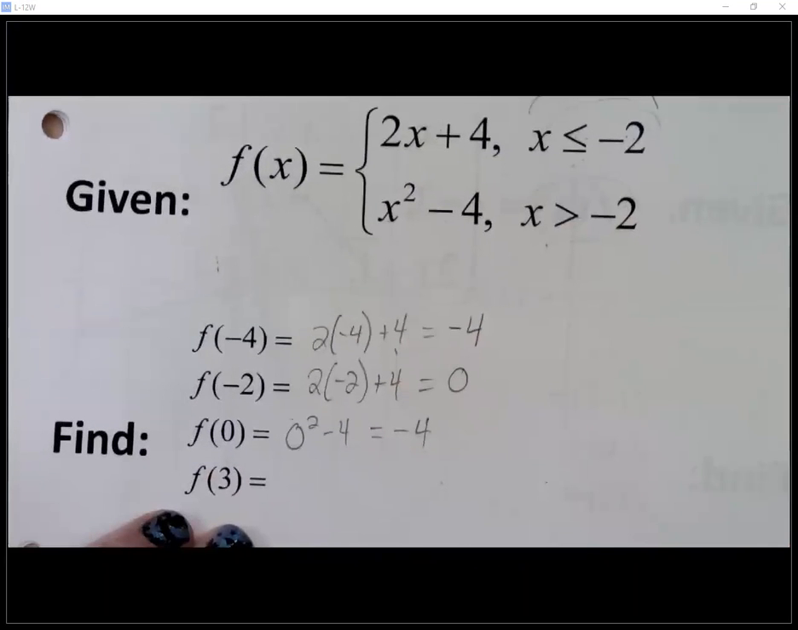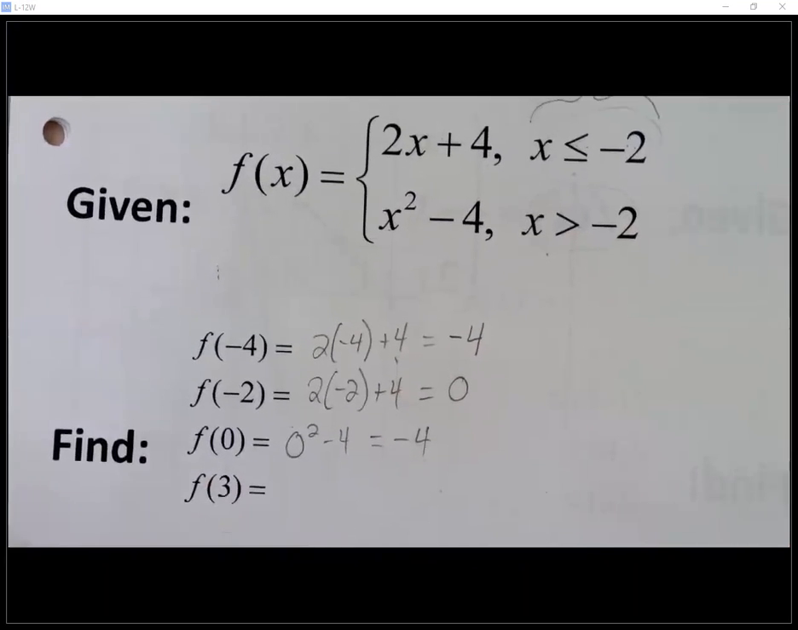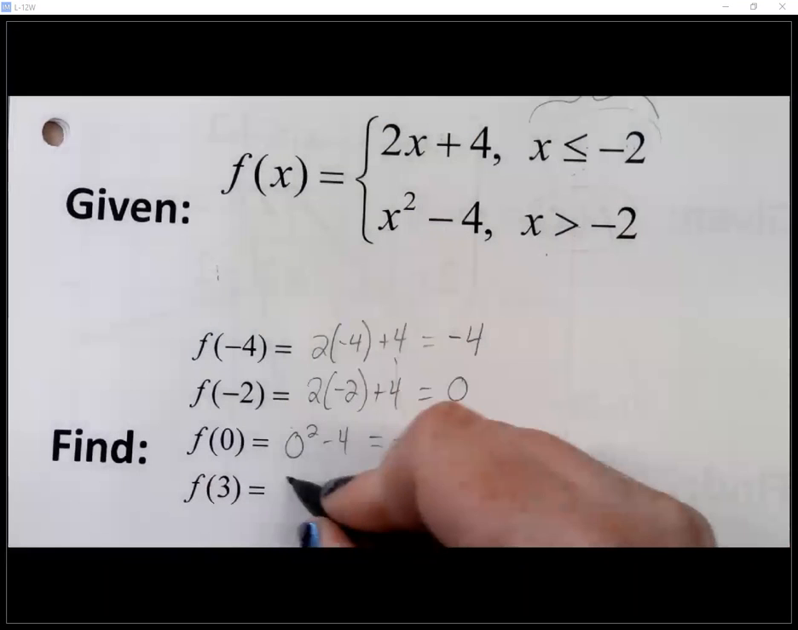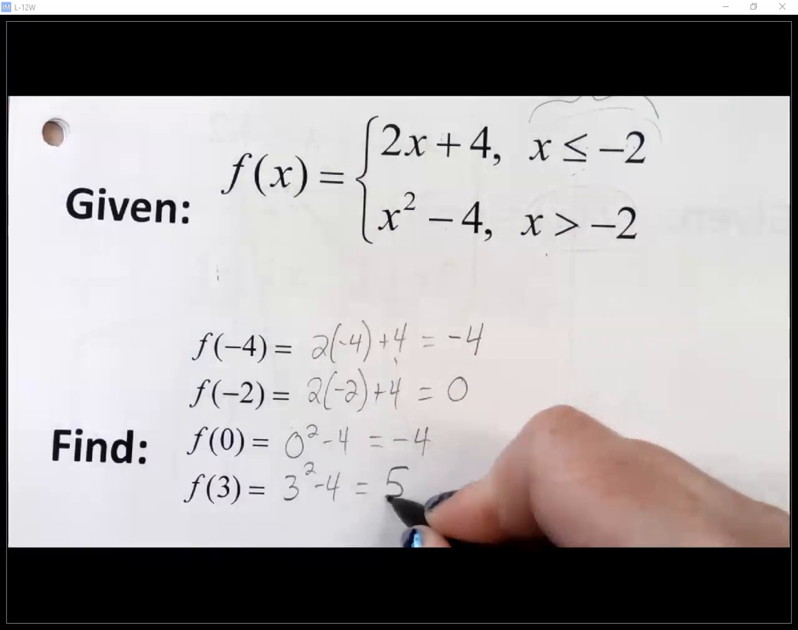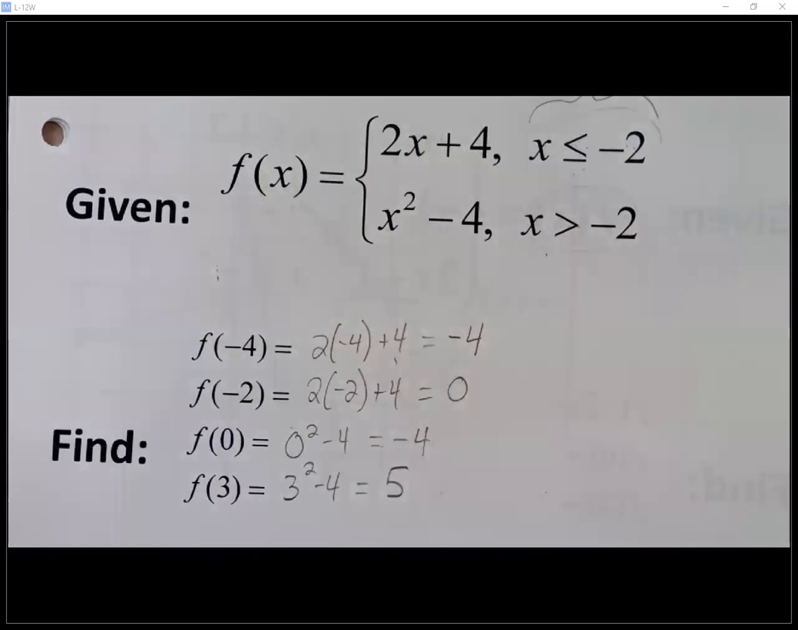And the last one of these, 3. Does that work in the top or the bottom? The top. So plug it into the top and get your answer. I meant to say bottom. Top came out of my mouth, but I was thinking the bottom one. Okay, so far, so good.